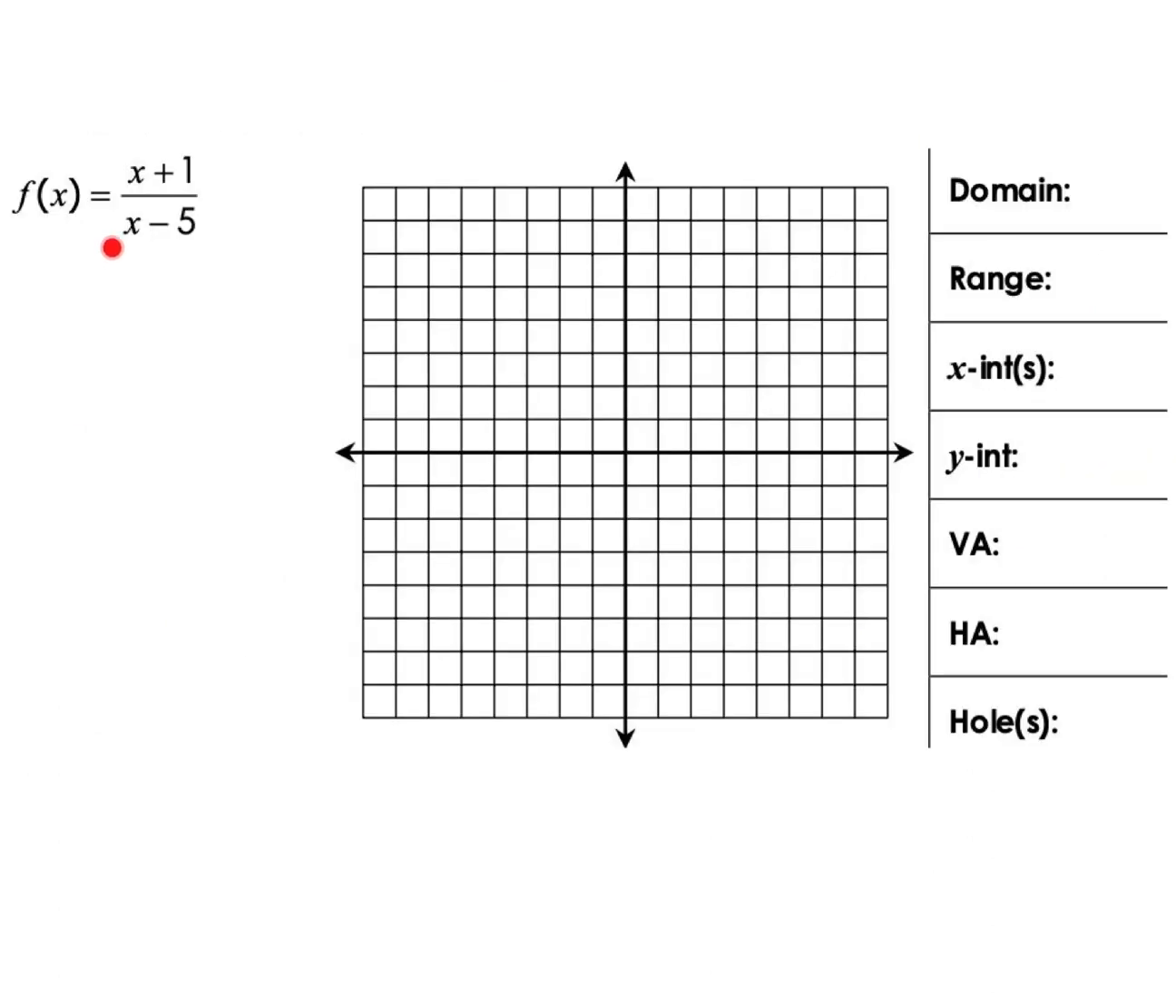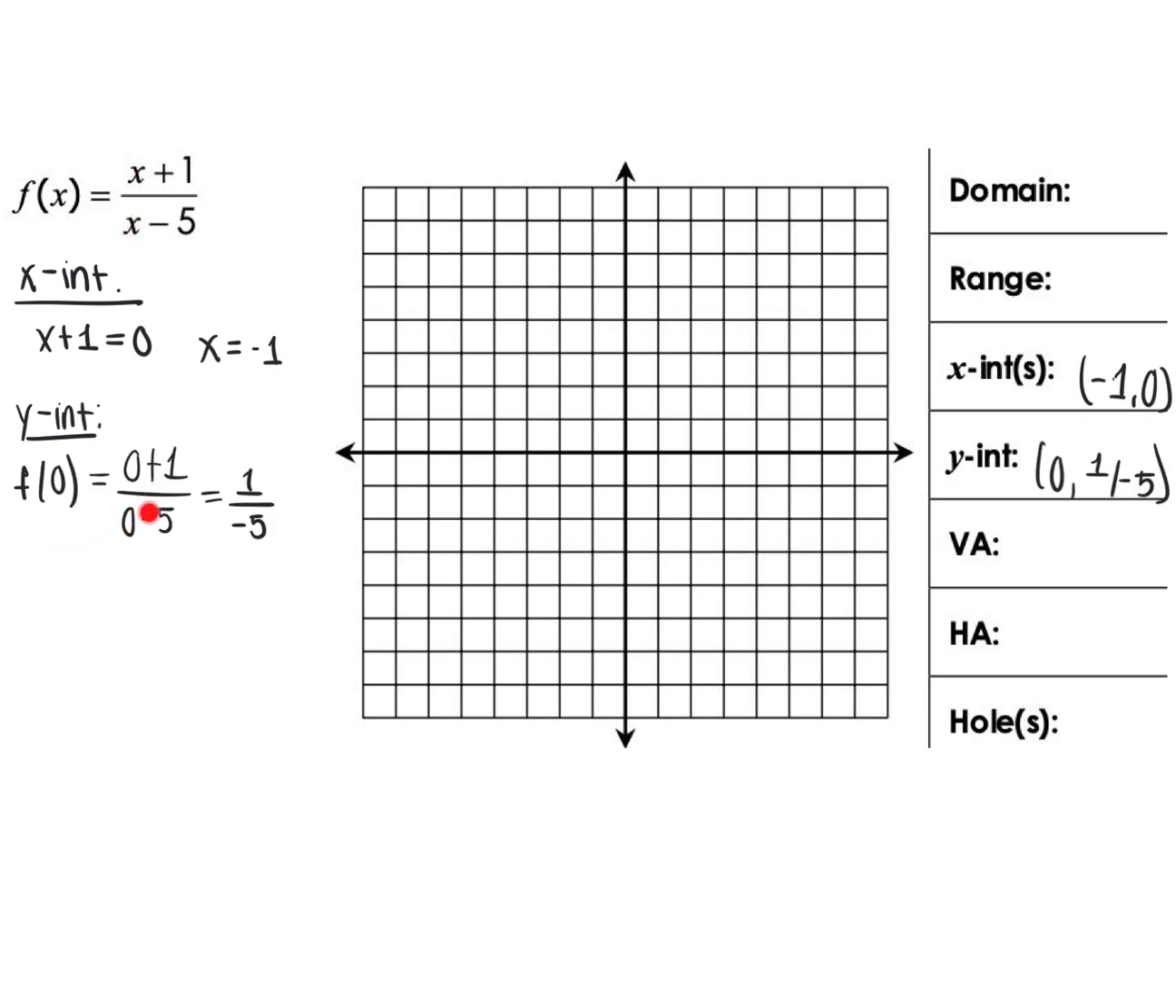Here we have the function f of x equals x plus 1 over x minus 5. We're going to fill out this chart instead of graphing first. For our x-intercept, we take our numerator and set that equal to 0, so we have x equals -1. That's our x-intercept. Then for our y-intercept, we evaluate 0 plus 1 over 0 minus 5, which gives us f of 0. So f of 0 is 1 over -5.